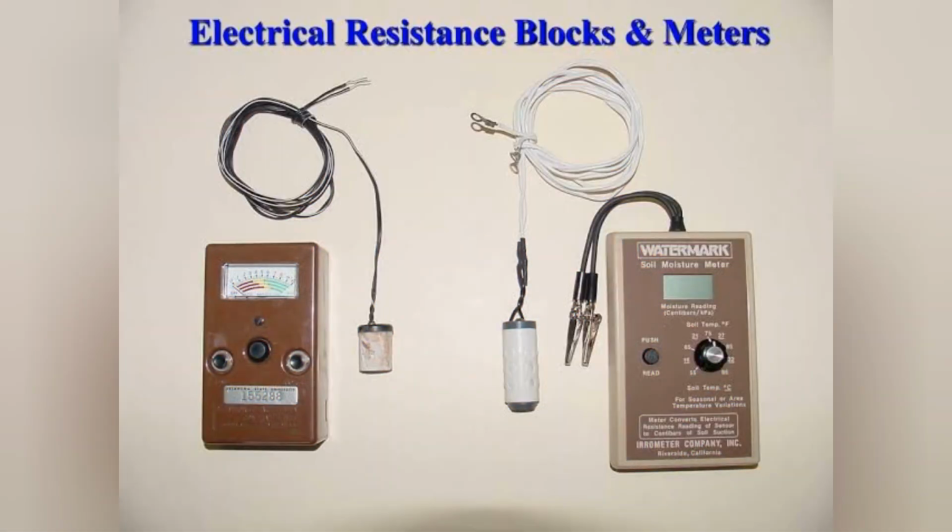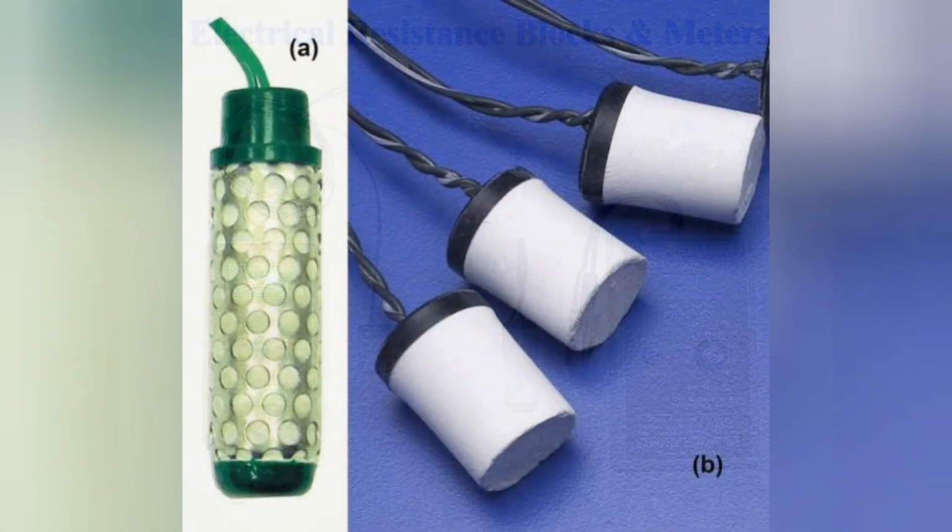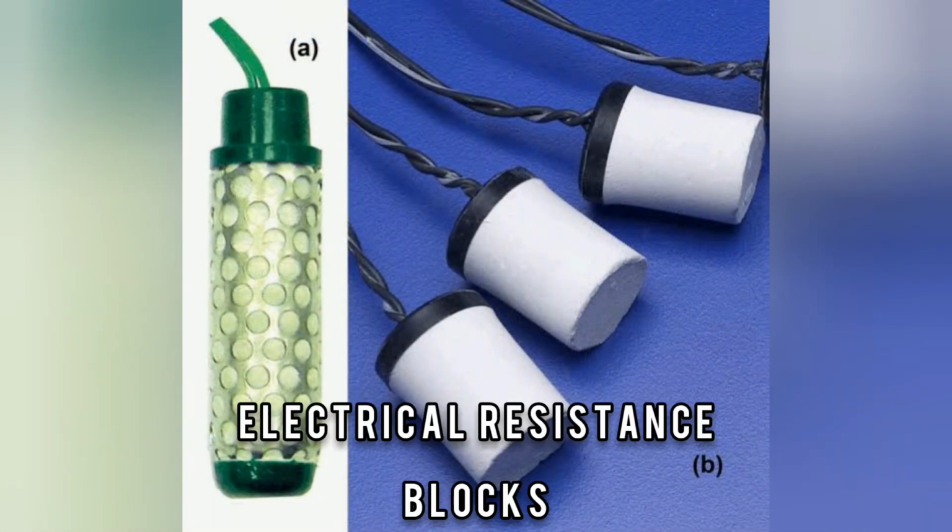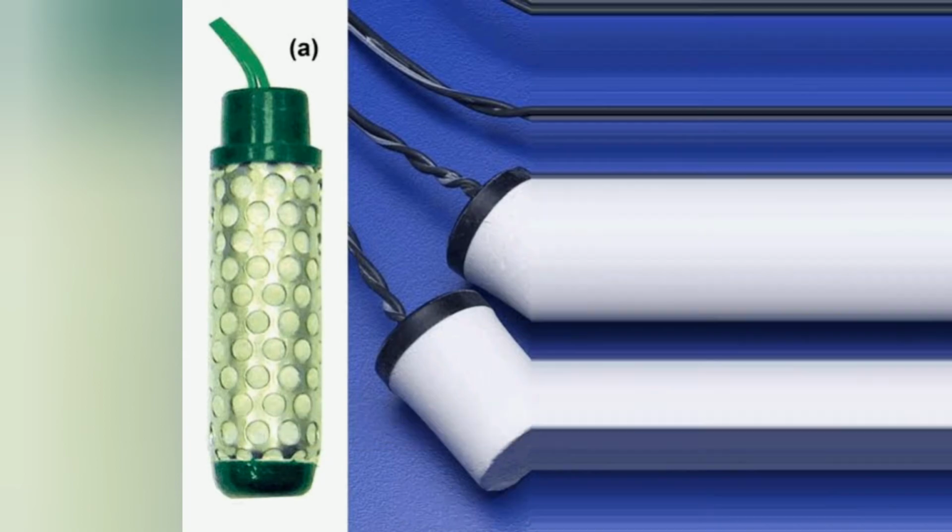The second type is electrical resistance blocks. It also measures soil water tension in centibars. Compared to tensiometers, they are easier to install. The portable meter and low cost of the units is more conducive to reading soil moisture at several different sites.